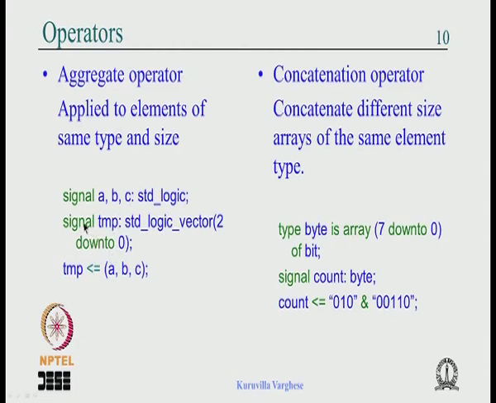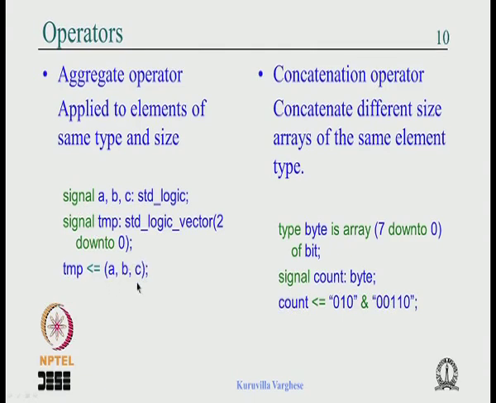So you have a signal, signal is a keyword, temp is a name which is of type standard logic vector 2 down to 0. That means there is temp2, temp1, temp0. Now we say temp is assigned, in brackets, A comma B comma C. That means temp2 is A, temp1 is B, temp0 is C. So this is called the aggregate operator.